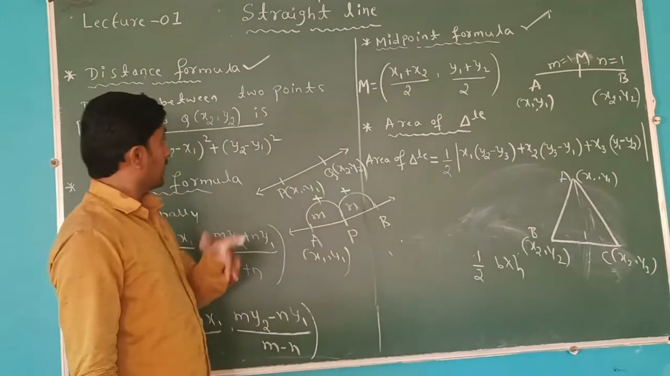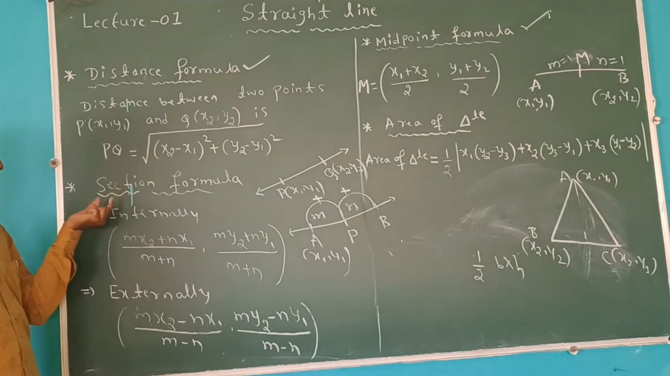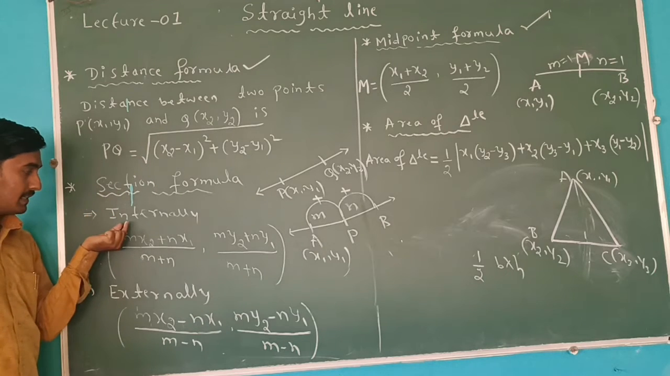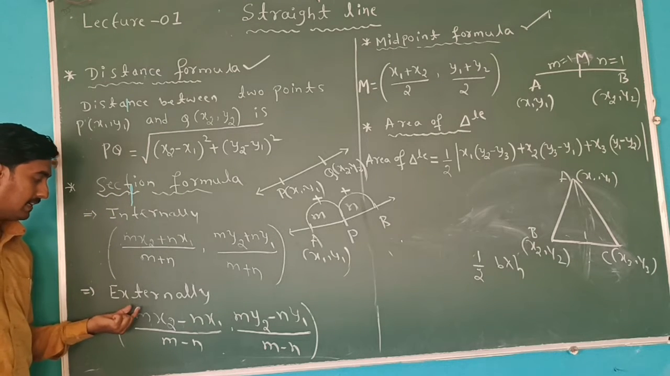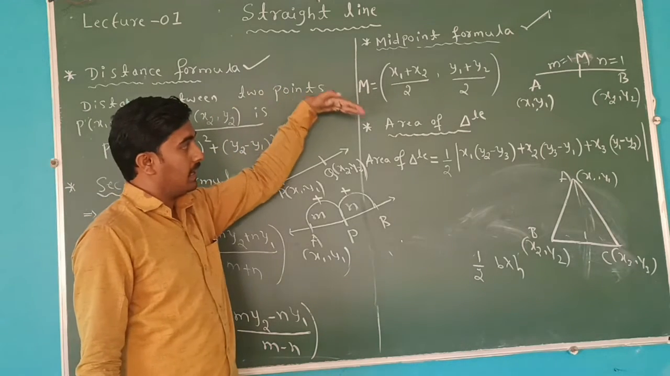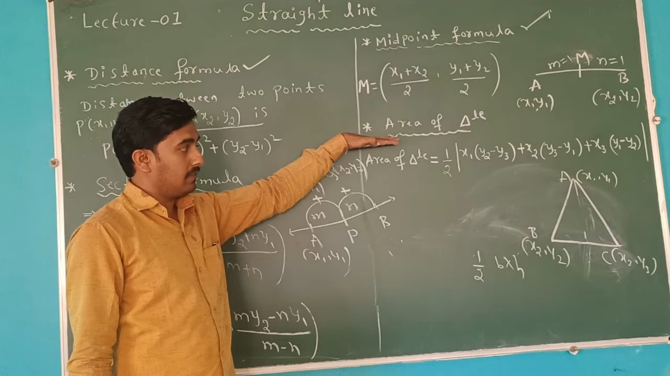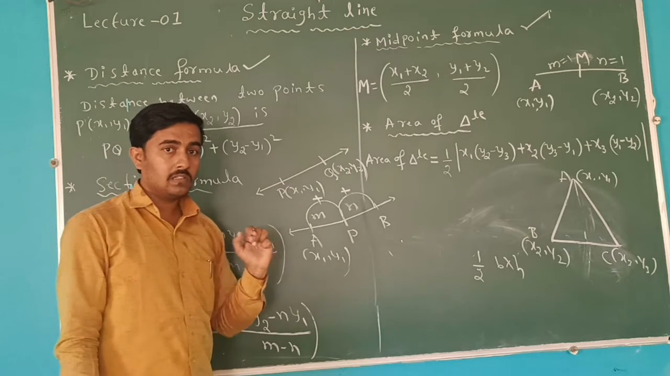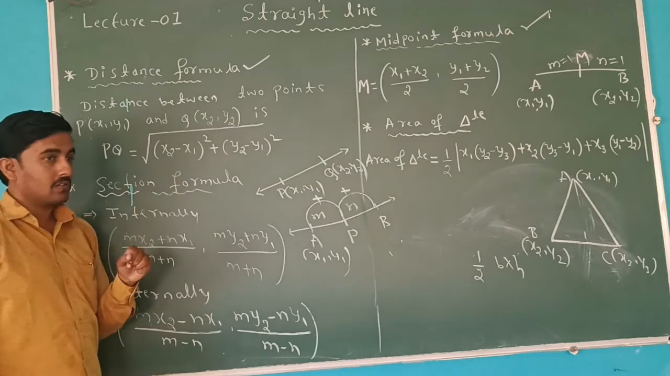What did we study here? Distance formula, section formula, where the first case is internally and the second case is externally. Then the midpoint formula and then the area of the triangle. Note this down. We move to the next concept.